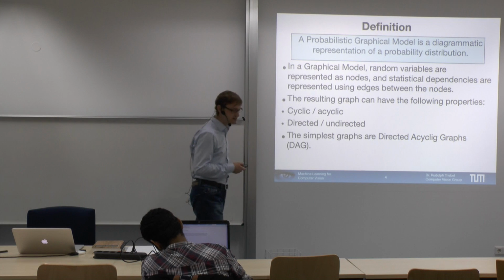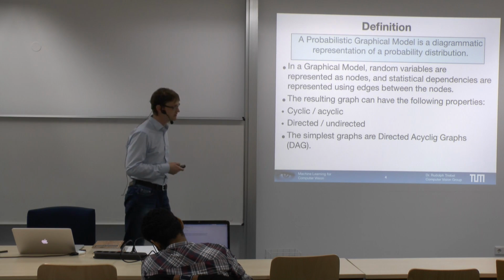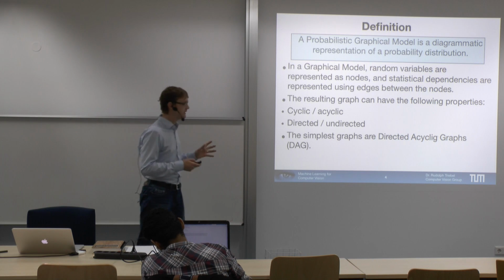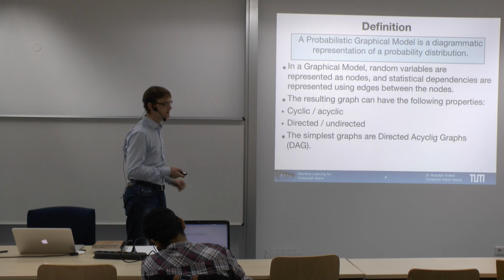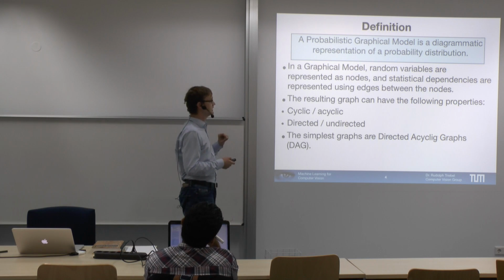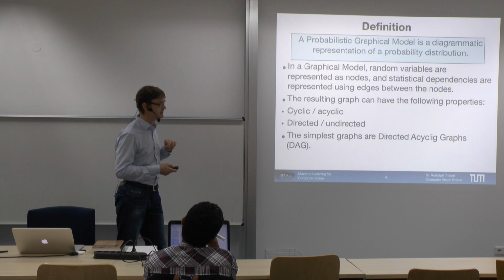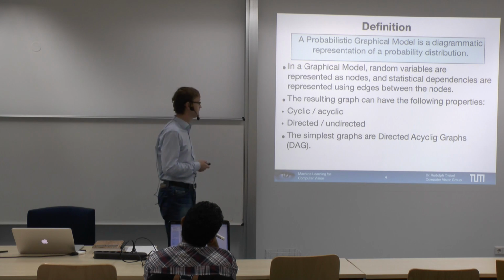And statistical dependencies, and we'll see much more in detail what kind of dependencies we're actually looking at. For now, we say some kind of dependencies between these nodes are represented using edges between the nodes, right? So if we have edges between the nodes, then there are dependencies. If we have no edges, then we have no dependencies.